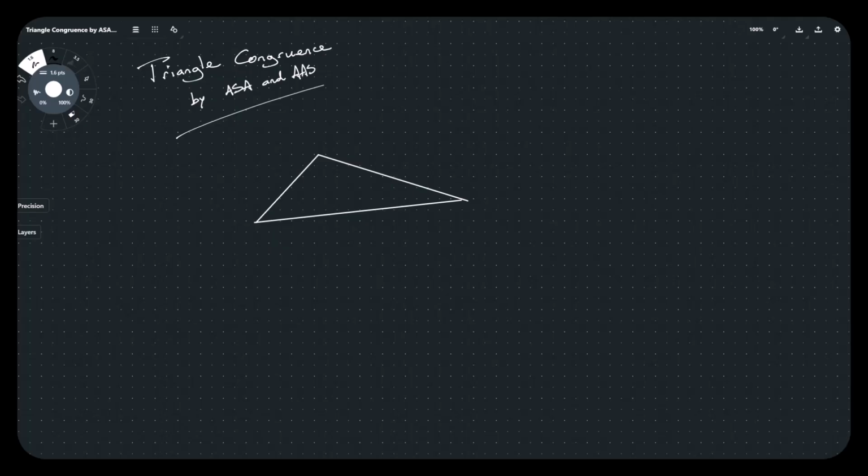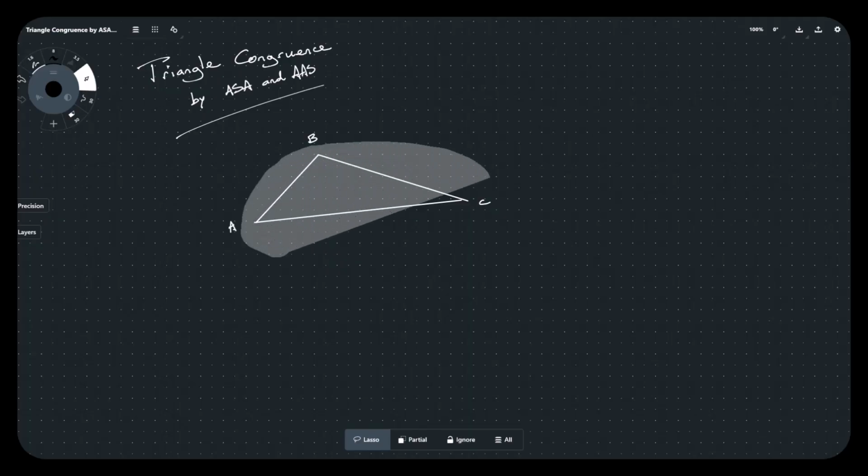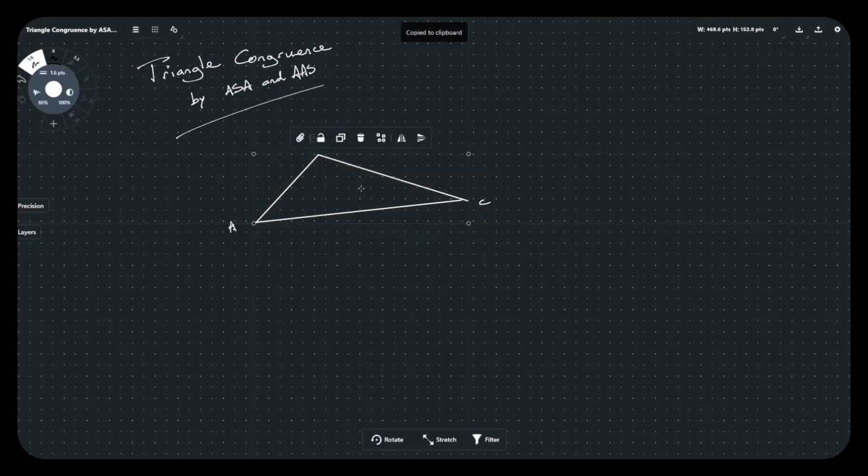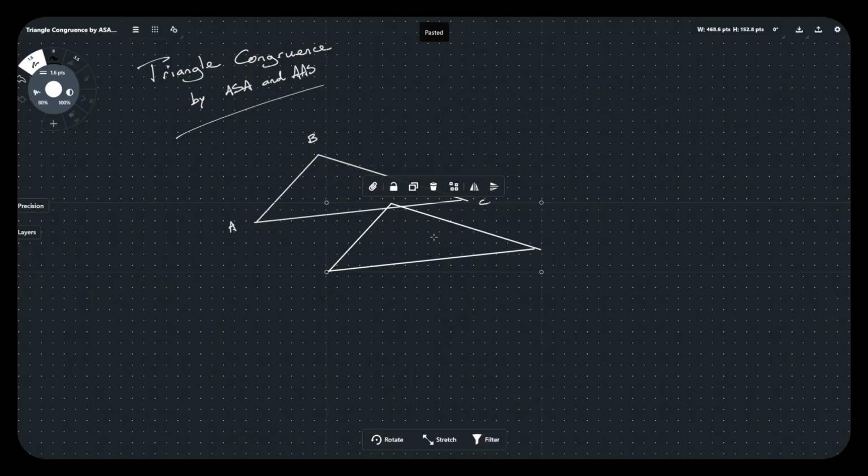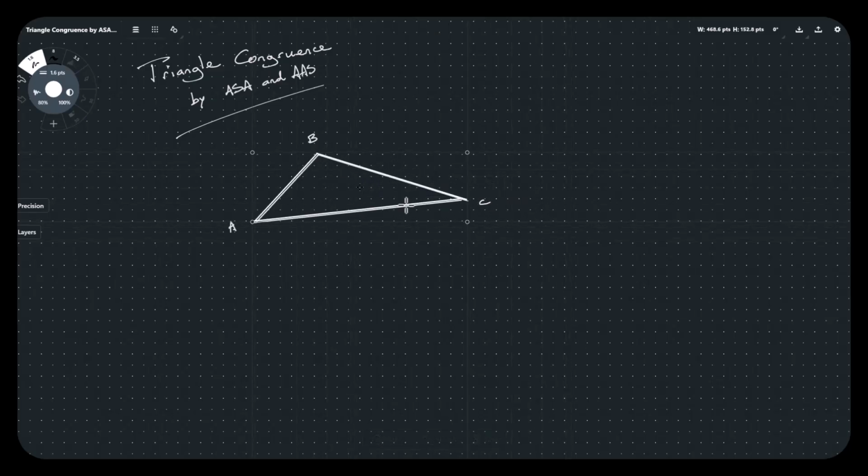like this, and I have my points labeled A, B, C, then I can make a second triangle that's a lot like this one. It can actually be identical to it, and I'm going to have it be identical just so that I can show you what these congruences look like. So I've got this second triangle. Here it is, identical to this one.